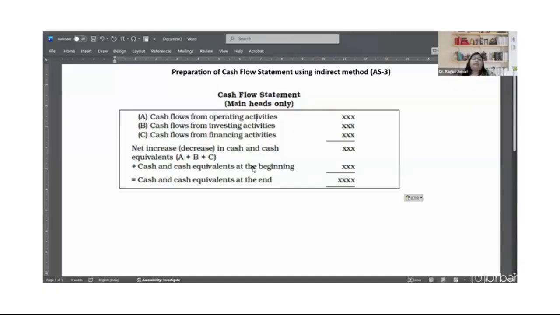So the main heads for the cash flow statement are the cash flows from operating activities. We record the cash flows from operating activities, from investing activities, from financing activities. Added up together, that is net increase or decrease in cash and cash equivalents, A plus B plus C. Plus we add cash and cash equivalents in the beginning, and that becomes my cash and cash equivalents at the end. Now, let us do it with the help of a question.